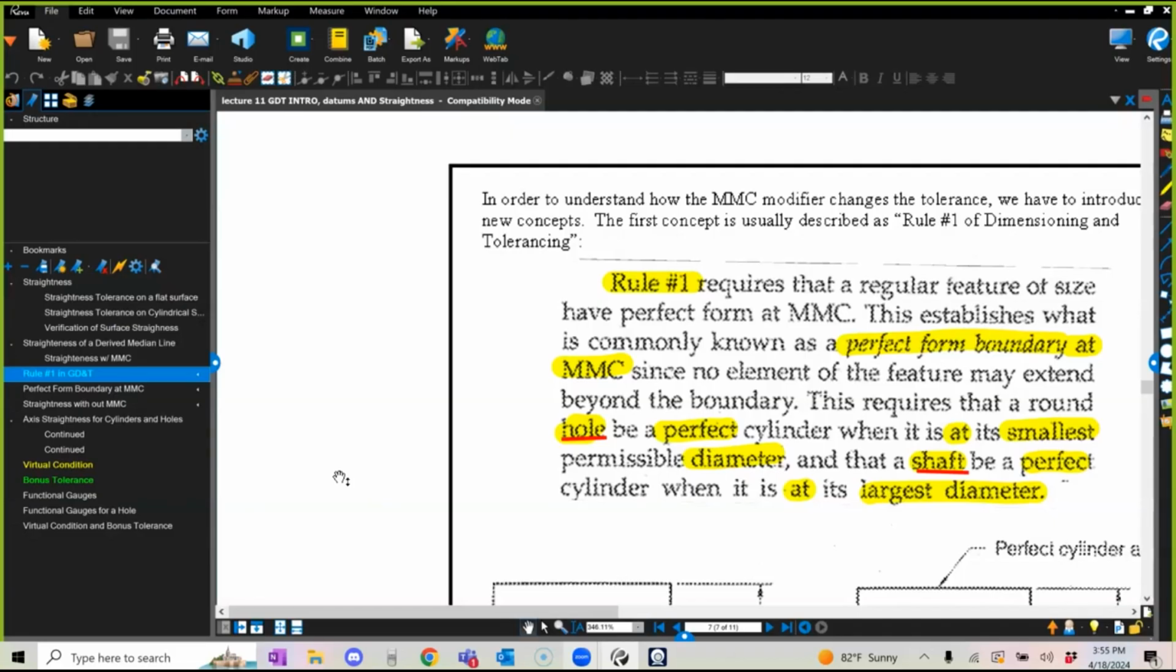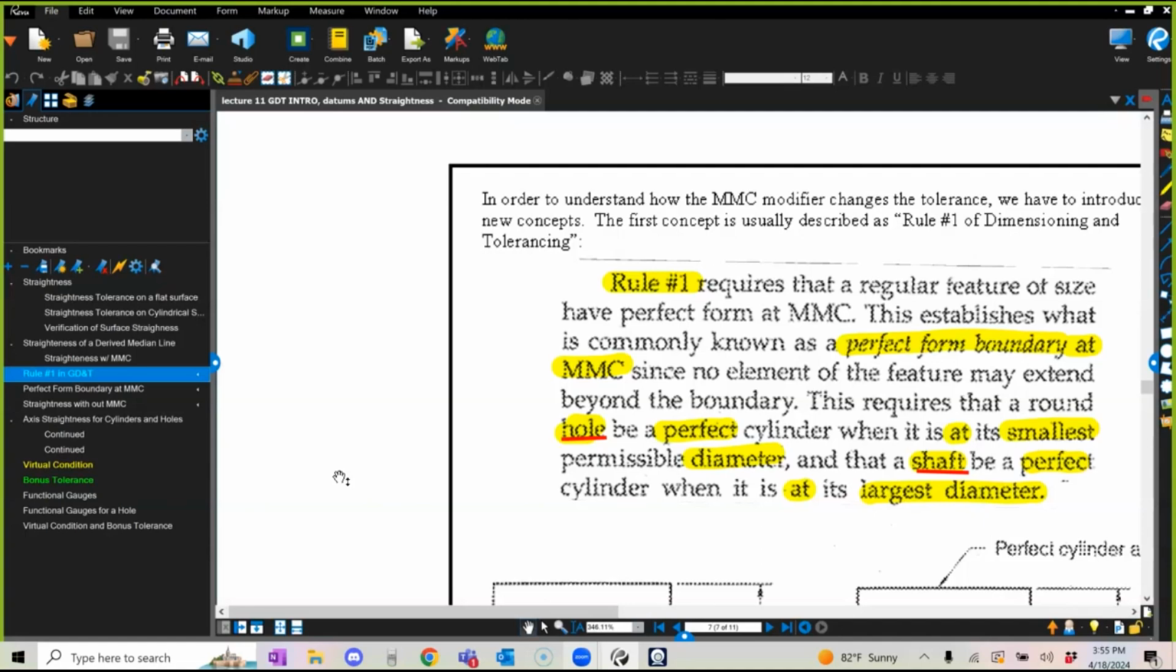The envelope principle is perfect form at MMC. And as you move away from MMC, you're allowed to have a form variation, but you are capped at your MMC. That means if I put on the GD&T a circularity of 10,000ths of an inch, but your part came out and you can only have 5,000ths, you can only get 5,000ths because you are bounded by your envelope. Does that make sense? Perfect form at MMC.